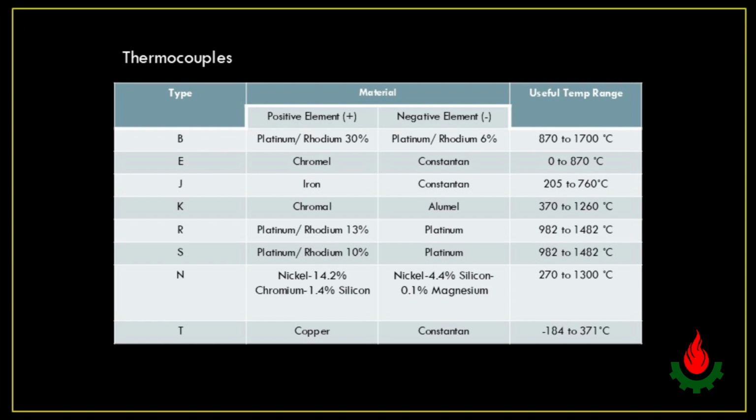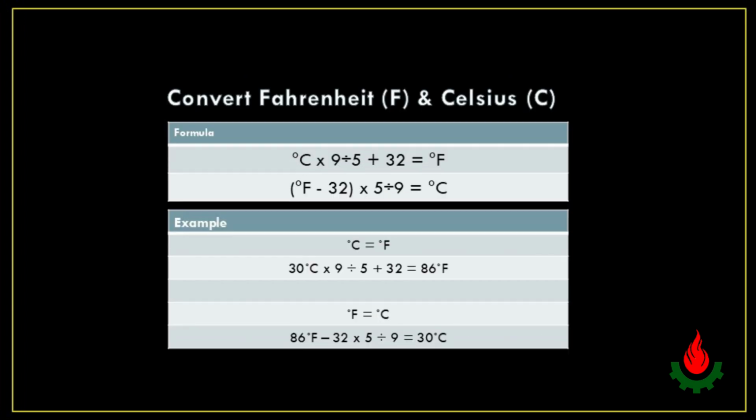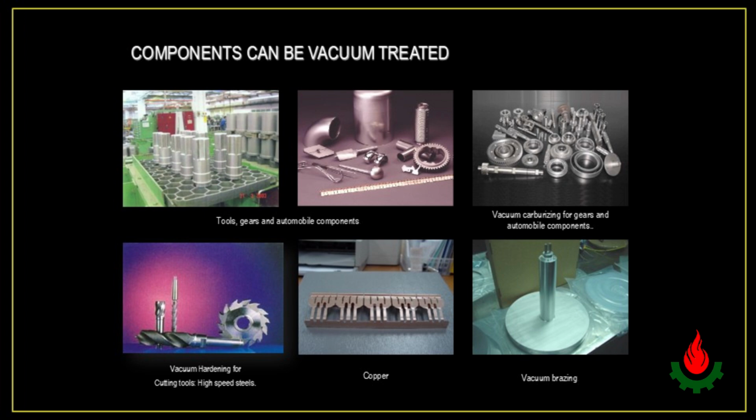Thermocouples are crucial in heat treatment processes, used for temperature monitoring and control during treatments like annealing, quenching, and hardening. Some components can be treated.